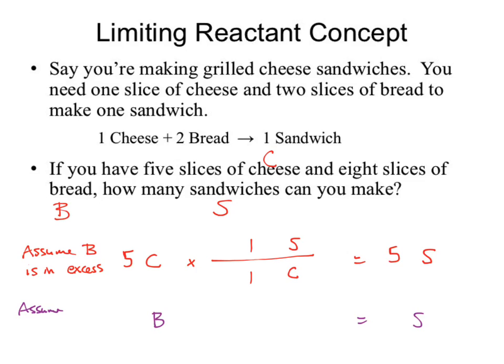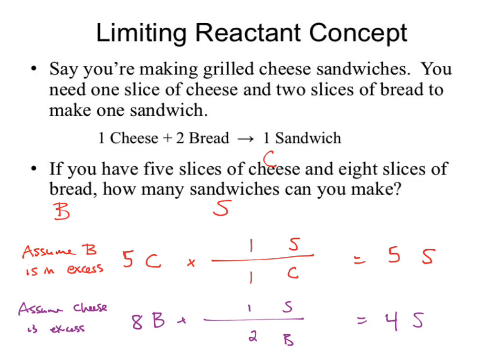Okay? I'm going to assume cheese is excess. Well, how much bread did I start with? 8 slices of bread. I want to get rid of the bread unit, and I want my sandwich unit. What's my conversion factor? 1 sandwich is 2 bread. I can now punch that into my calculator, and I get 4 sandwiches. So all of y'all were wrong. I should have gotten 9 sandwiches. 5 plus 4 is 9.